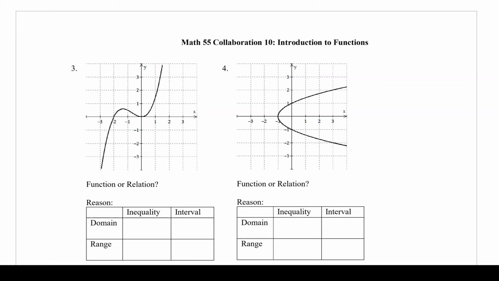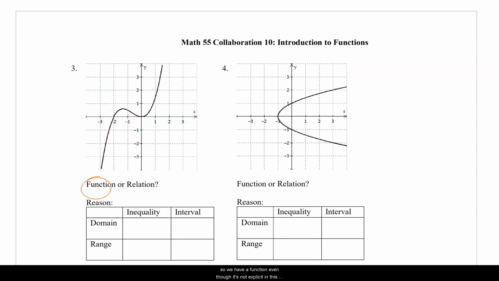Let's take number 3. We've got this nice little curvy graph here. Is it a function or a relation? In the last video, we used the vertical line test, so let's try that again. For the vertical line test, we just draw vertical lines anywhere on the graph, and the vertical line must intersect the graph no more than one time. If a vertical line intersects the graph no more than once, then we have a function. So each vertical line here only intersects the graph one time, so we have a function.